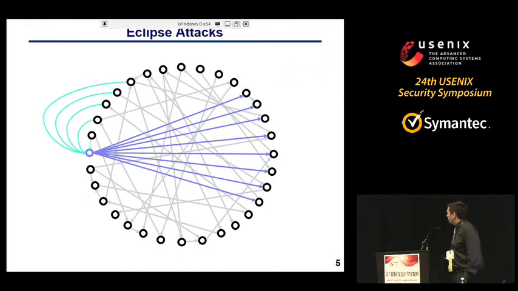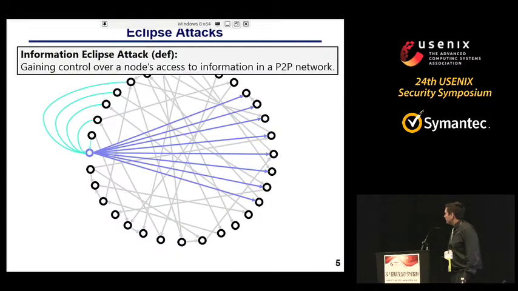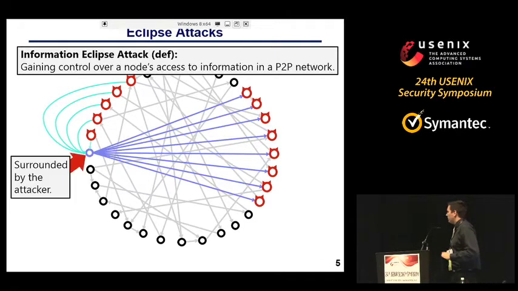So what is an Eclipse attack? Well, in information eclipsing, if you manage to gain control over a node in a peer-to-peer network's access to information, you have eclipsed it. So for example, if all of the purple node's connections were to attackers that conspired against it, they could prevent it from learning about that block being sent around, and they could also tell it things which it couldn't be told by any other part of the network.